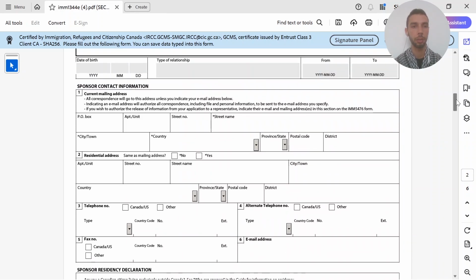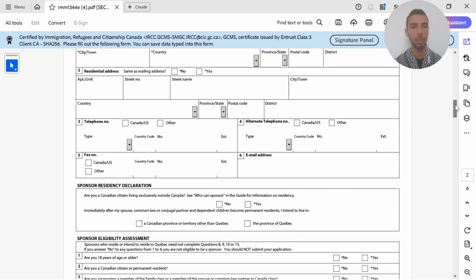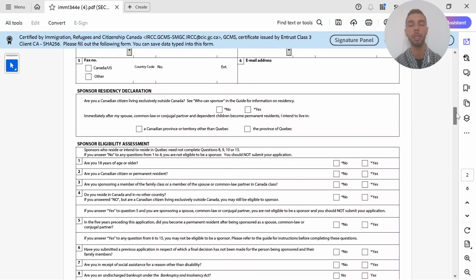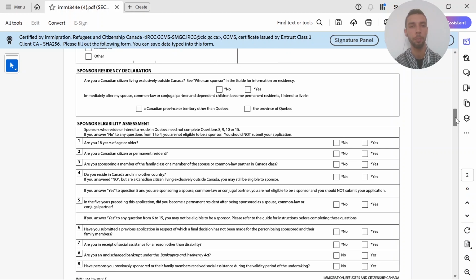Here you have to enter contact information, your address, your residential address, as well as your telephone number and email address. This is the most important field here because CIC will communicate with you through email. So make sure you enter an email address that you check regularly and that won't go straight to spam. And here you have to answer whether you're living in or outside Canada. Are you a Canadian citizen living exclusively outside Canada? See who can sponsor. And if it's the case, you click yes.